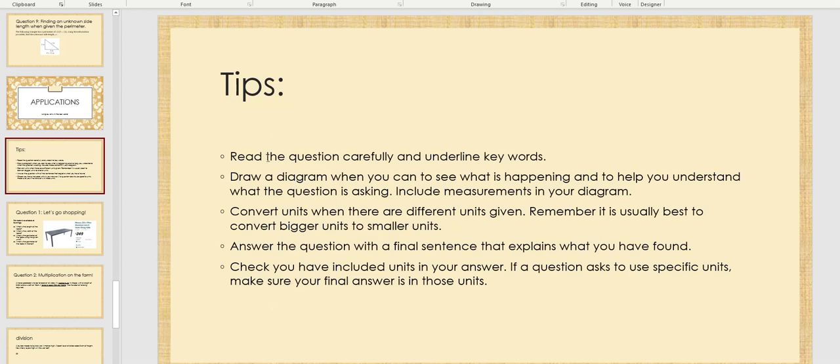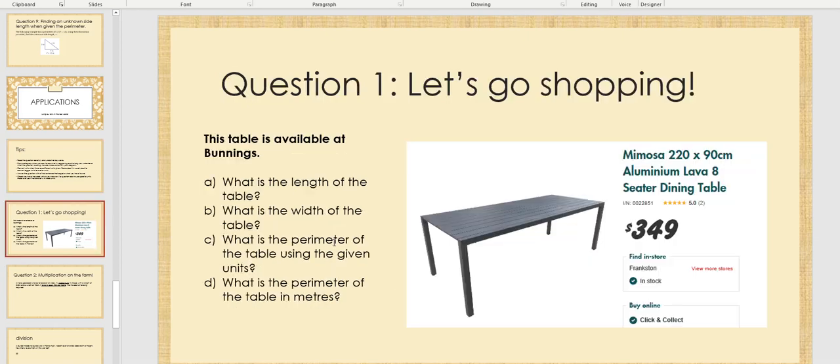Before we start these questions, please make sure you have read through these tips and please write them down. When approaching these worded problems, read through the questions carefully and underline any key words. Draw a diagram when you can to see what is happening and to help you understand what the question is asking, and include measurements in your diagram. That's important as well. Convert units when there are different units given, so always check your units. And remember, it's usually best to convert bigger units to smaller units because we know our number will get bigger, to try and avoid decimals. But of course, it depends on the question as well.